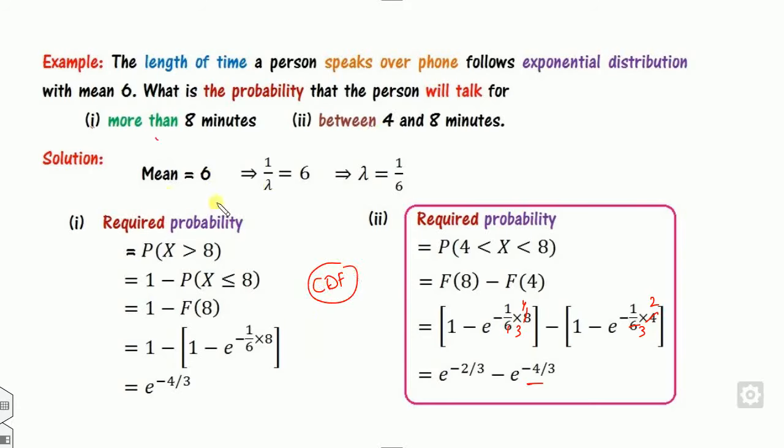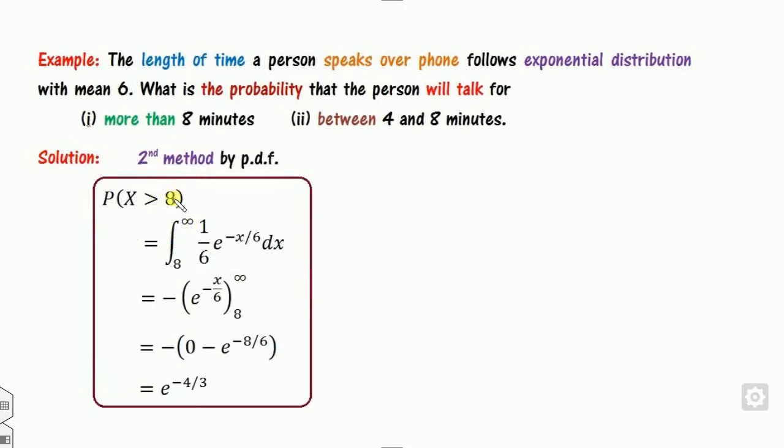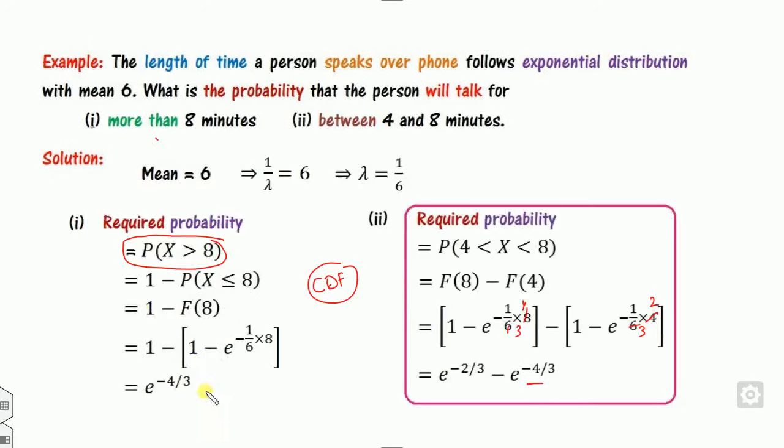You can also solve this question with the help of the PDF. How do you solve this with the PDF? You have to integrate from 8 to infinity of this, which is the second method. Once you solve this, you will get e to the power minus 4 by 3. You can see this is the same answer.